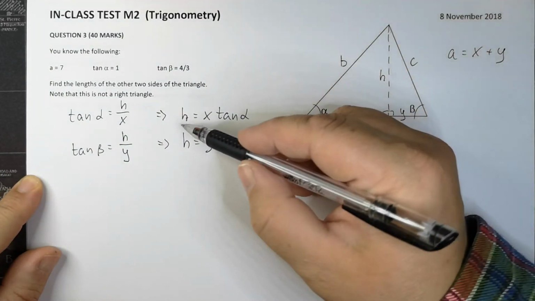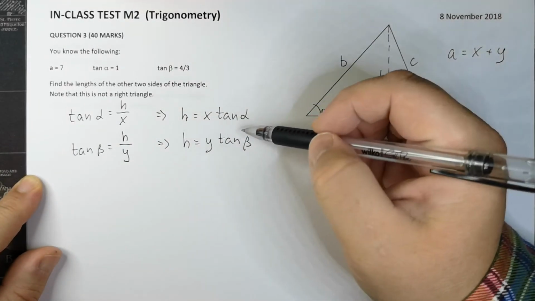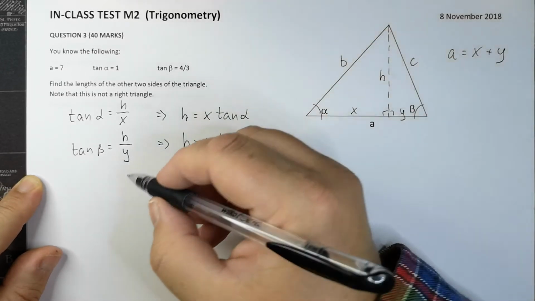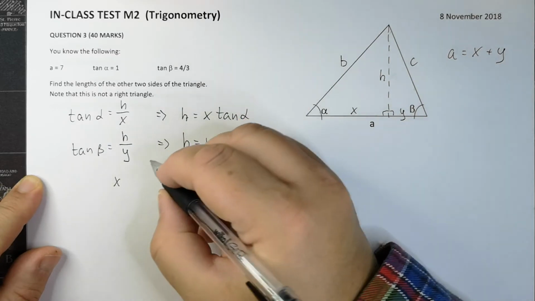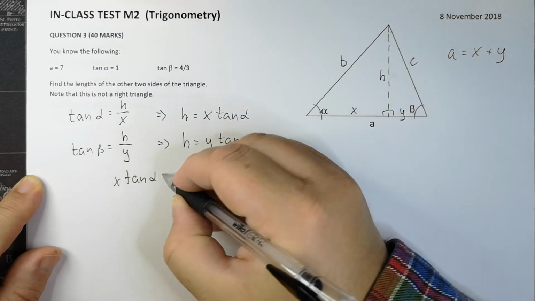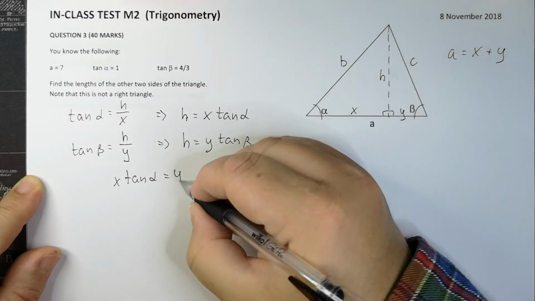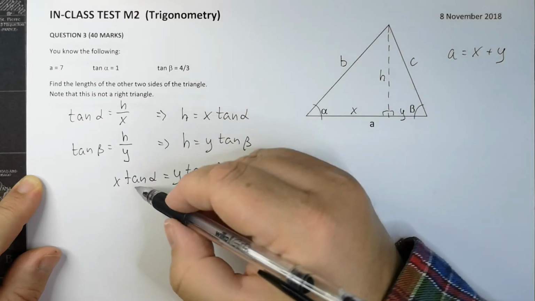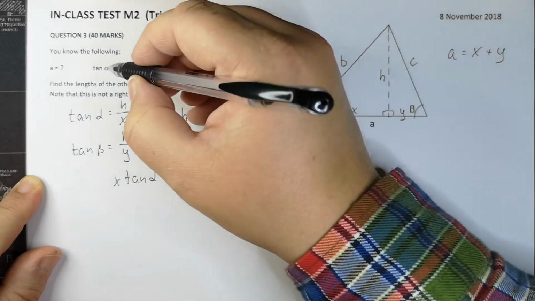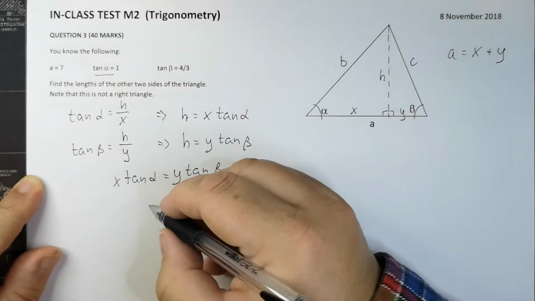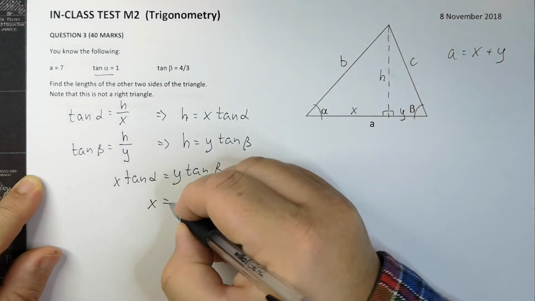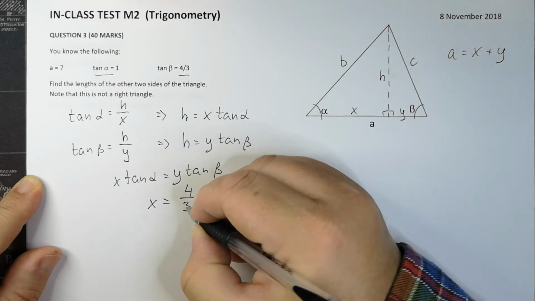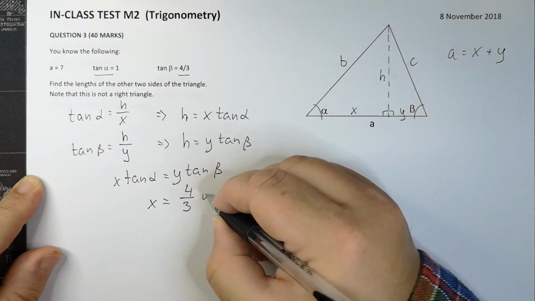Now, the left side of both equations is equal to H, so the right sides must also be equal. Therefore, I can write that X tangent alpha equals Y tangent beta. At this stage I will substitute the concrete values, so tangent alpha equals 1, therefore it's X times 1, X equals Y tangent beta, which is 4/3 of Y.